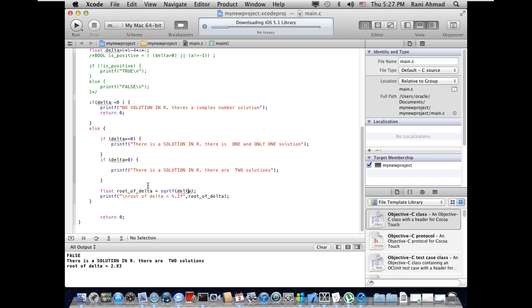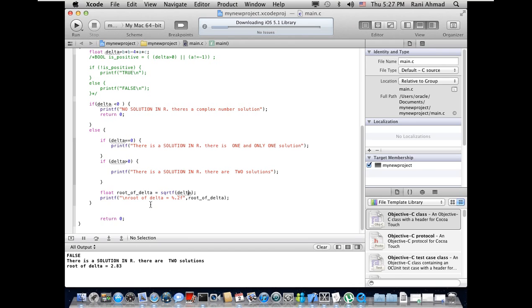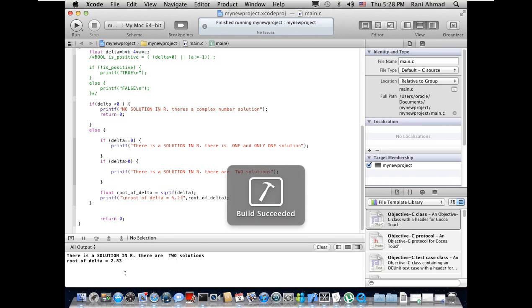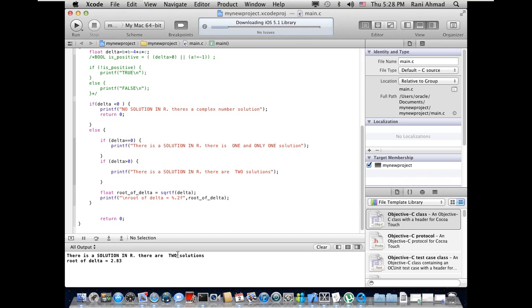So what you do is root of delta, you define a variable. I named the variable root of delta, and I could have just written sqrtf here, which means it takes a float, so sqrtf(delta), instead of writing root of delta here. But it's better just for readability to put it in a separate variable. And I used %.2f just for the sake of taking 2 decimals after the decimal point. And yes, I'm printing it. So that's all about it. So if I want to run it, let's save, and run, and this is a solution R. There are 2 solutions.